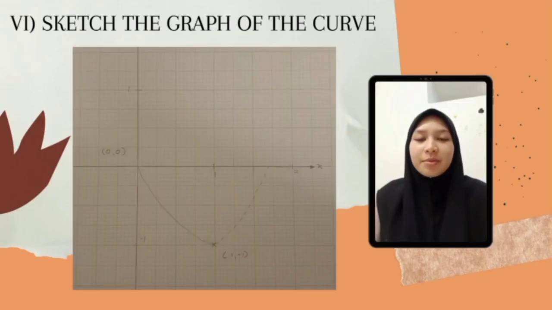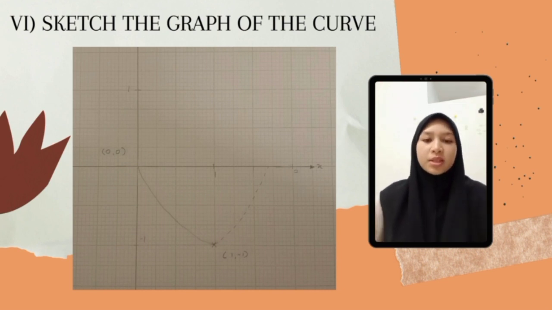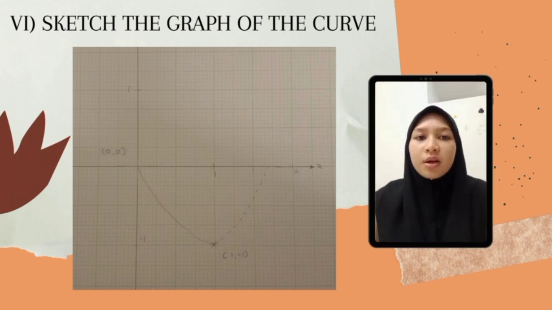I will explain how to sketch the graph of the curve. First, we must draw the axis lines x and y. We must use the coordinates that we get from the calculation, that's it: 0, 0 and 1, -1. First, we must place 0, 0 at the middle of the axis lines x and y.